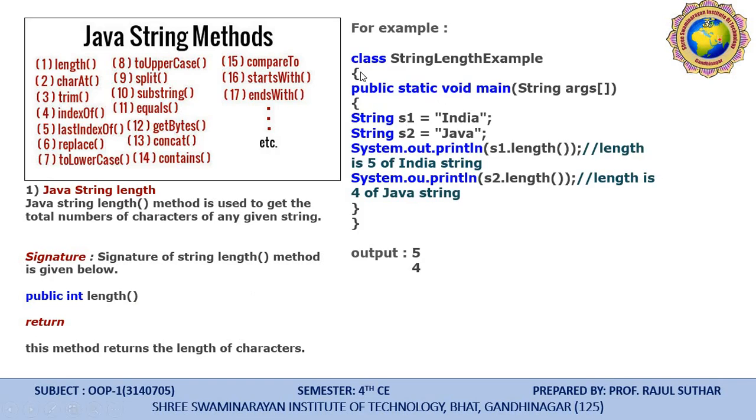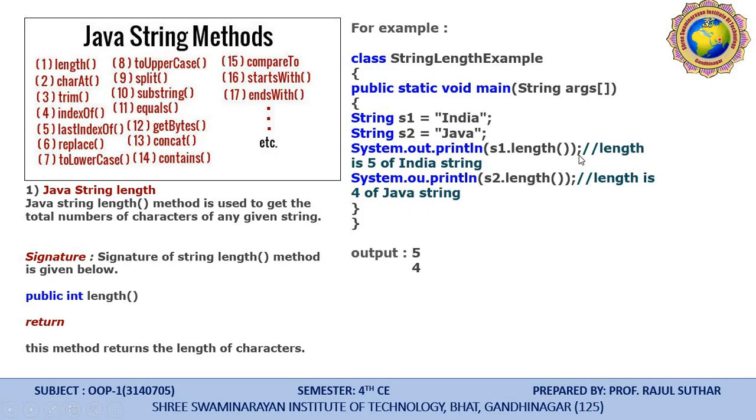Here is one example, like the StringLength class: public static void main String args, the first string is India, the second string is Java. So String s1 is equal to India and String s2 is equal to Java.